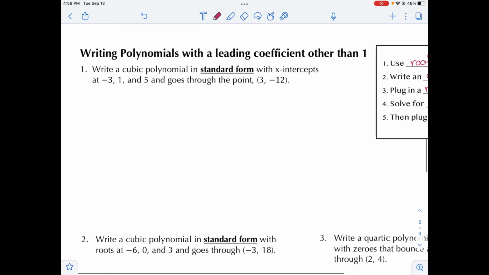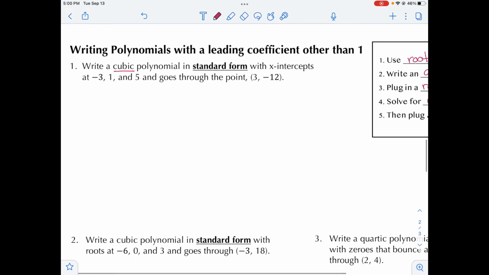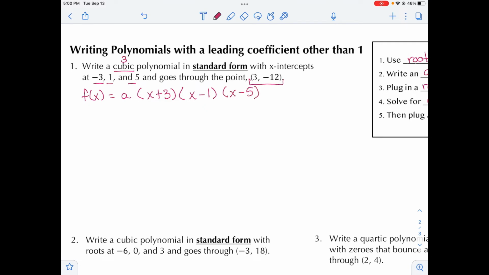So we're trying to find a cubic polynomial. Cubic we know is 3. We're going to write in standard form, and we have some x-intercepts at -3, 1, and 5, and it also goes through this point that they have given us of 3, -12. So we're going to write with what we start first. So f of x, we don't know a, and we're going to write our roots. So we get x plus 3, x minus 1, and x minus 5. Now, we know that's cubic because our degrees add up to 3, okay? But we don't know what a is.